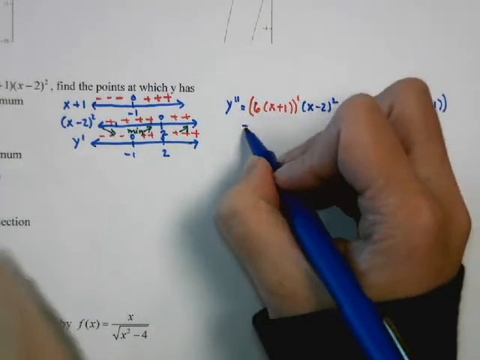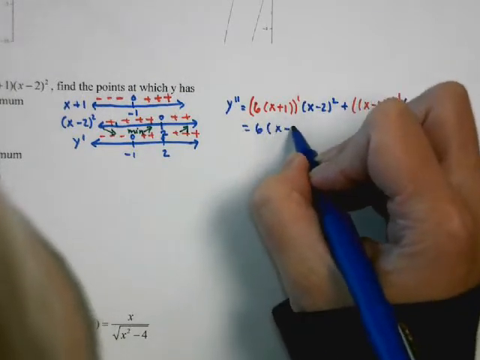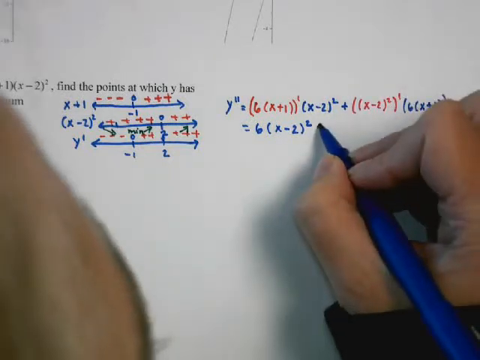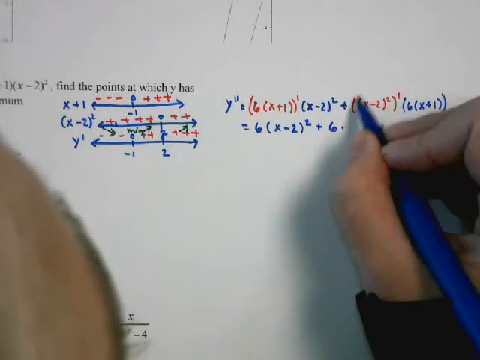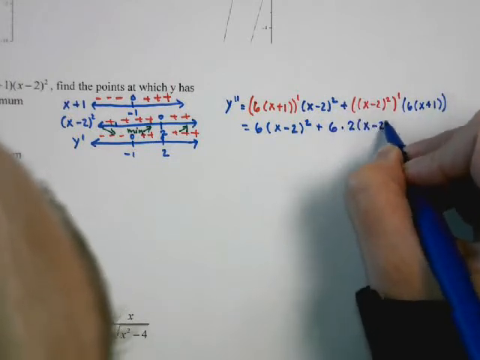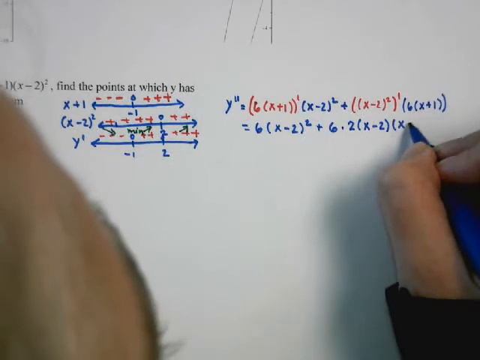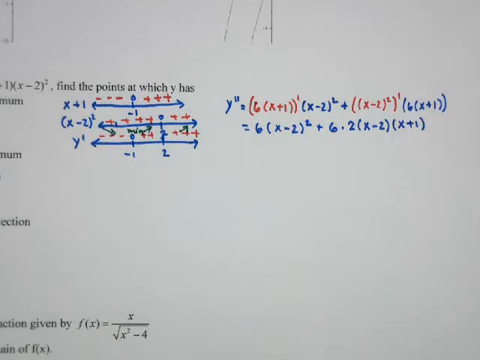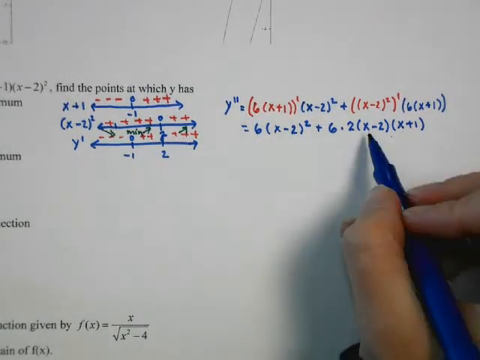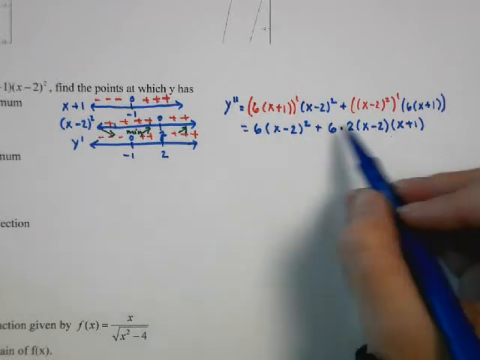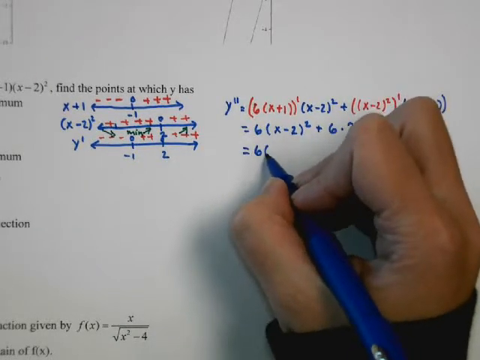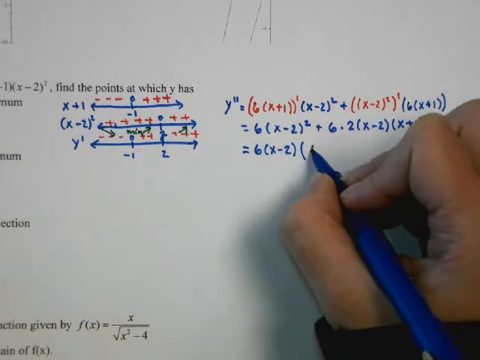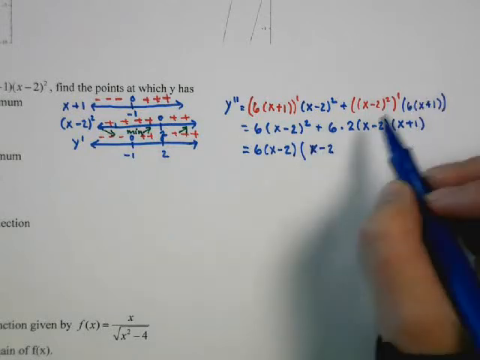So the derivative of this is just going to be 6. Here I'm going to have, I'll bring the 6 out front, 6 times 2x minus 2 times the derivative of the inside, which would be 1, times x plus 1. Okay, I'm going to factor out a 6 and an x minus 2, which here is just going to leave me with 1 times x minus 2.